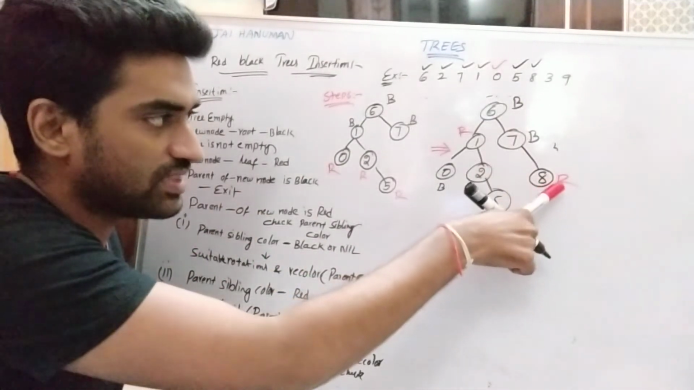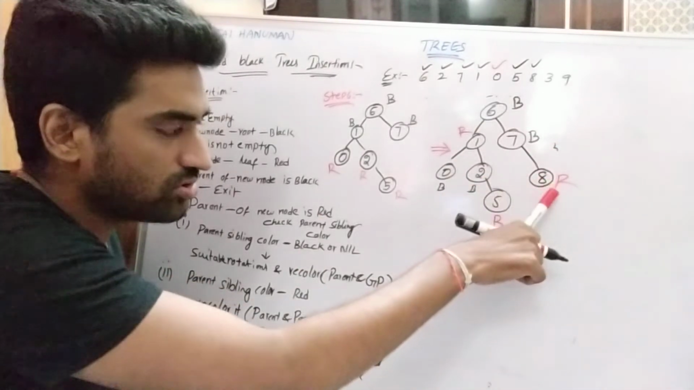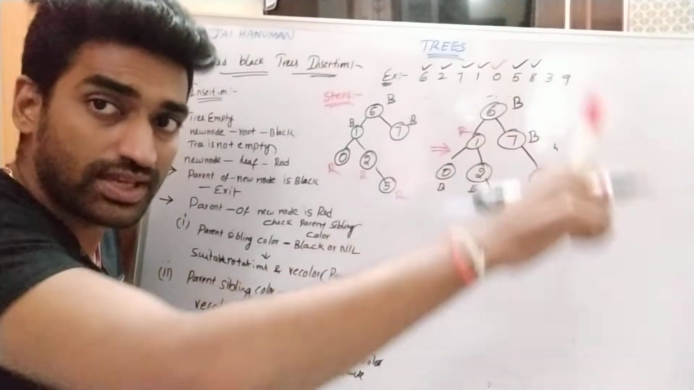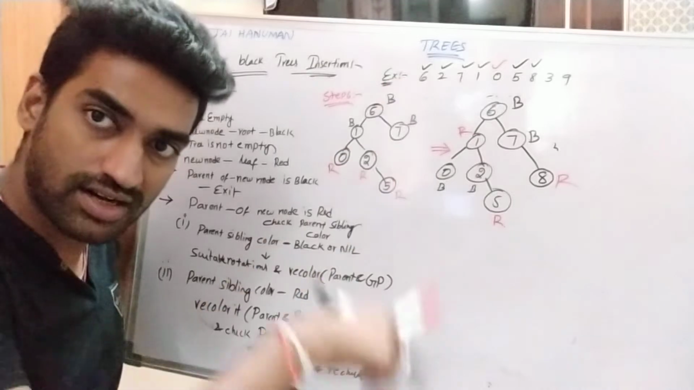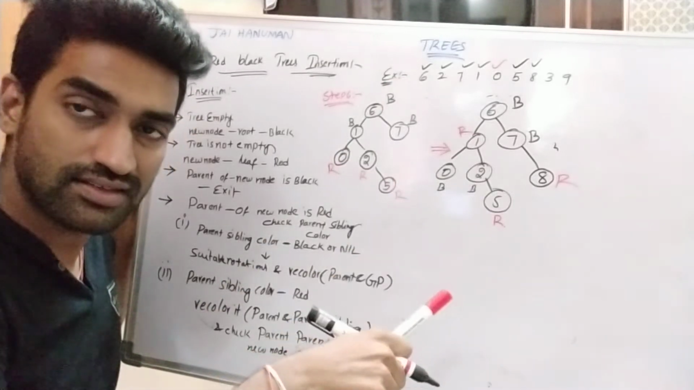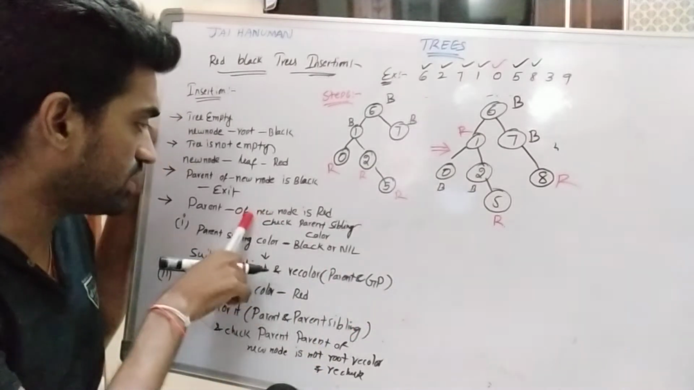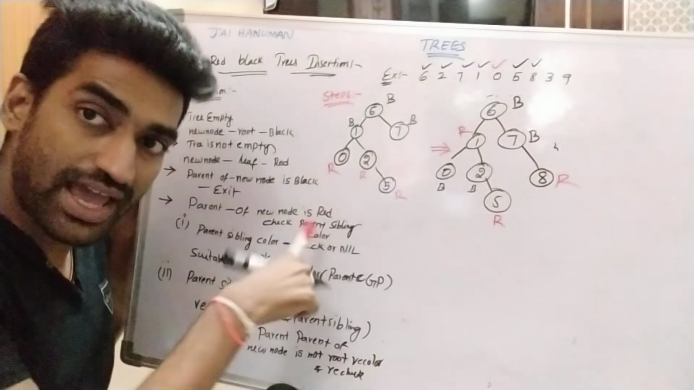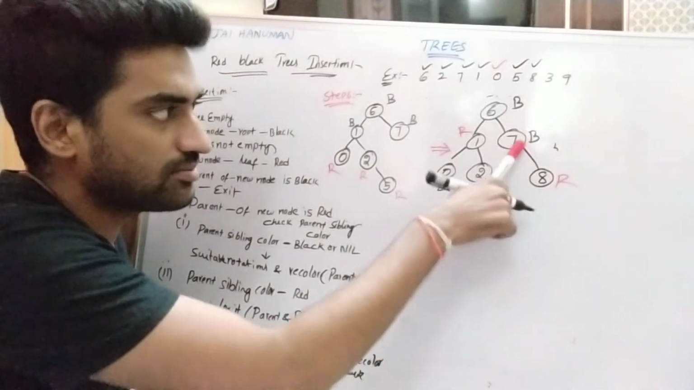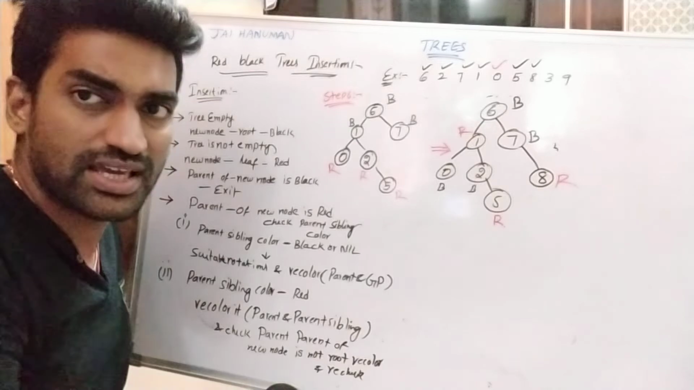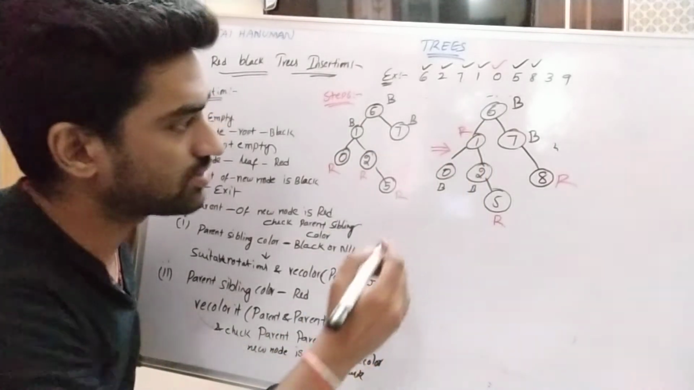Simply, if the new node's parent is black, exit. If the new node's parent is red, then only we check the sibling colors. If the sibling color is red, then we recolor the parent and the parent's sibling. If the parent's sibling color is black or nil, we perform rotation as well as recolor. But here it is black, so we are performing the exit operation. Simple, na?